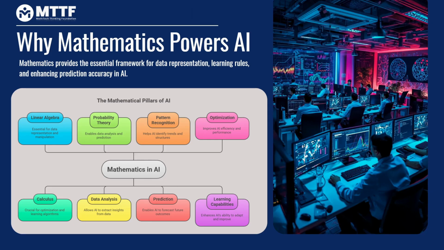Pattern recognition allows the AI system to detect similarities, trends, and structure hidden in the data. Data analysis transforms raw data into meaningful insight. Prediction uses mathematical models to estimate future outcomes. And finally, learning capabilities emerge when all the mathematical tools work together. What we call intelligence in AI is actually the result of these mathematical processes operating in harmony. This is why mathematics is not only in AI, it is the foundation on which intelligence is built.